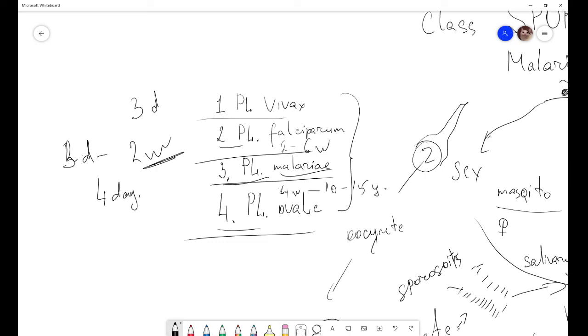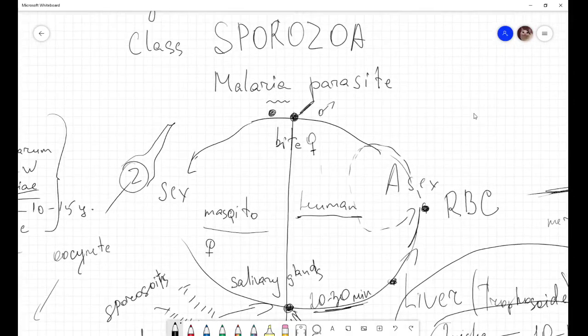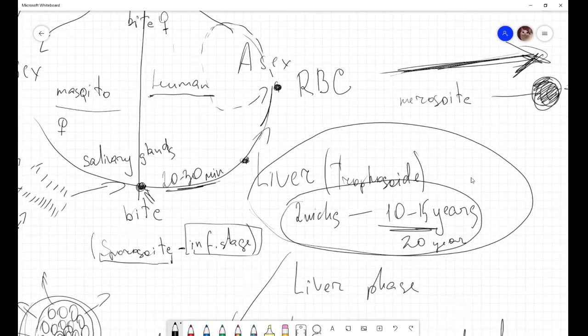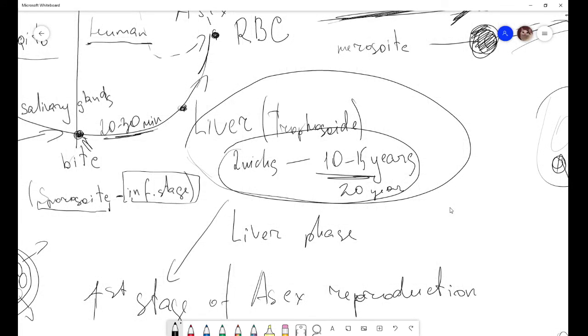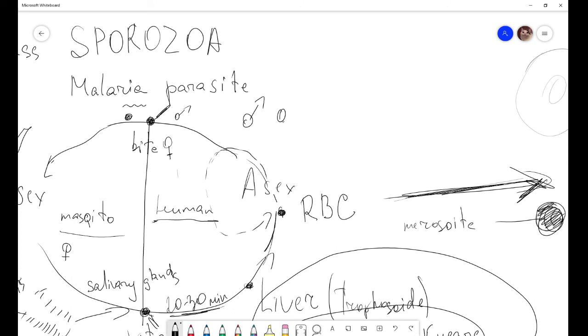Now let's talk about the sexual stage. In red blood cells we can find male and female cells. Macrogametes are the female gametes, and microgametes are the male gametes, and we can find them in the erythrocyte stage, in a sexual state, when both cells are forming.